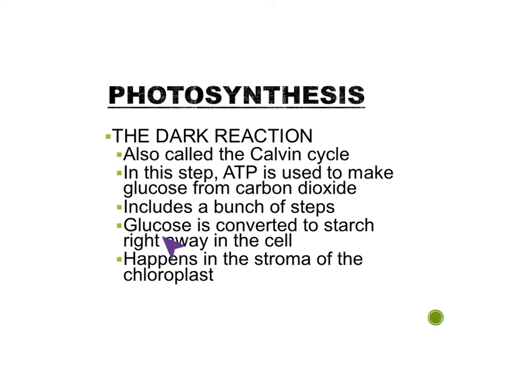And then once the glucose is created, it's almost immediately converted to starch right away in the cell. And then that starch is the storage that the plant uses for energy. Now this dark reaction happens in the stroma, in the fluid-filled part of the chloroplast.